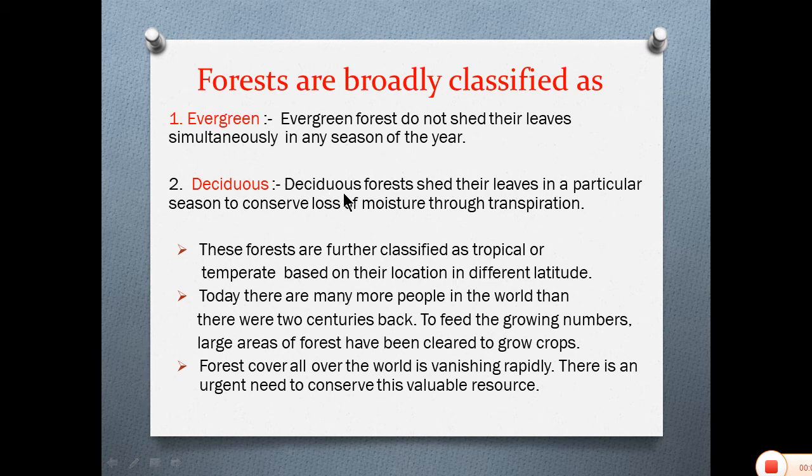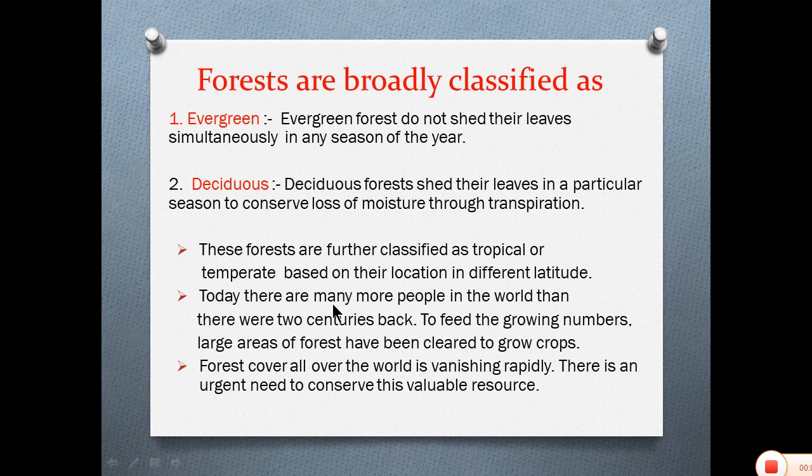In deciduous forest, they shed their leaves in a particular season to conserve loss of moisture through transpiration. As you know, during autumn season, the green leaves become yellow, and then they fall off from the tree. And then towards the winter, the branches are naked. This is a mechanism in order to prevent the loss of water by transpiration. These forests are further classified as tropical or temperate based on the location in different latitudes.